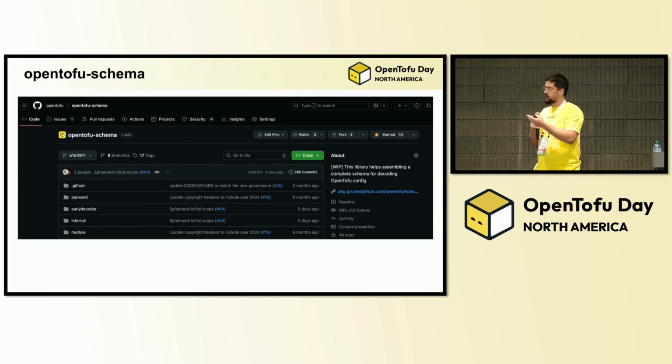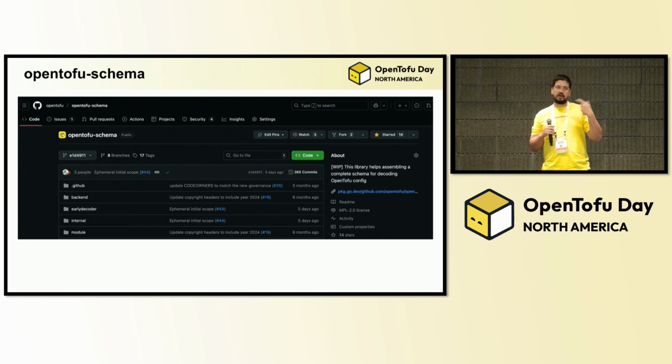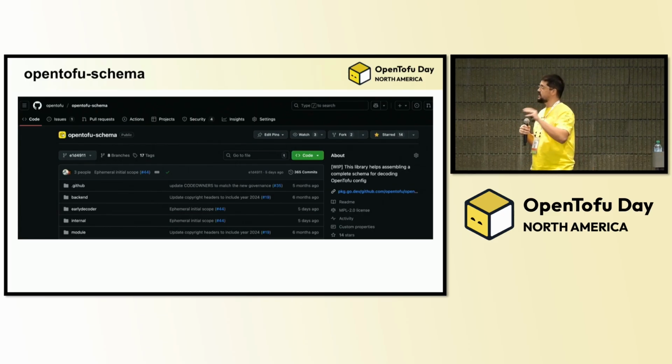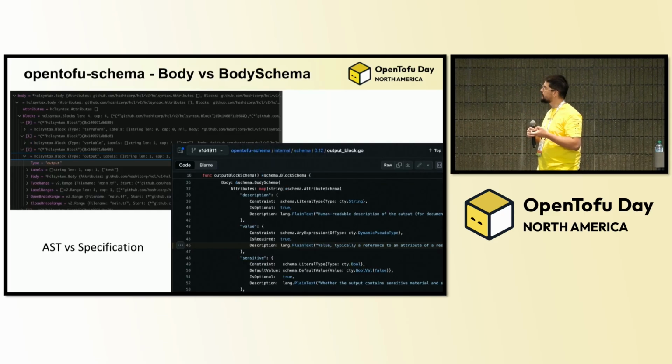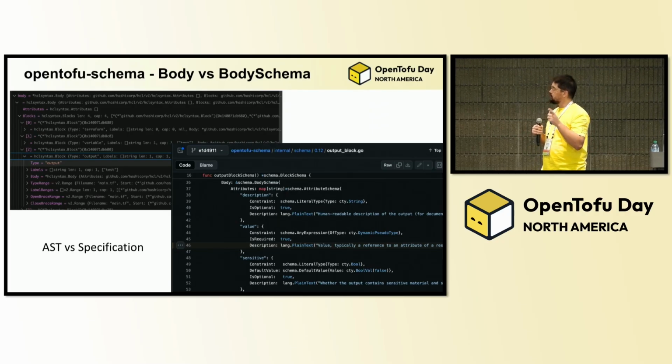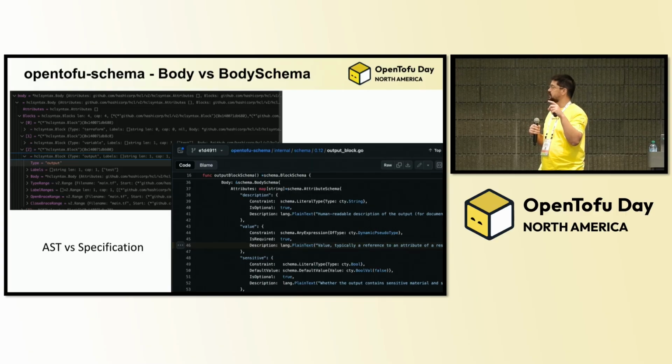Okay, so now the server has the information the client is sending, and what does it do with that? We have another project called OpenTofu Schema. That library is used by tofu-ls to assemble all the schema part of the code. For example, we have all the specification on what the output block can have, on what a variable can be. Everything is defined in that project. There's an important concept that I would like to explain before we go further. When we are using that project, we have two different types of structs: a body and a body schema.